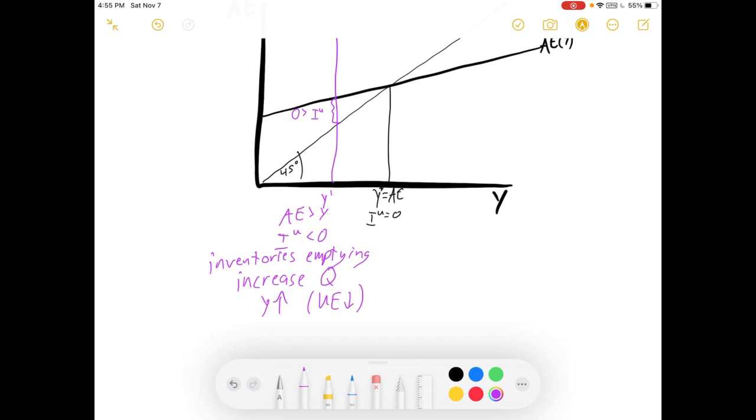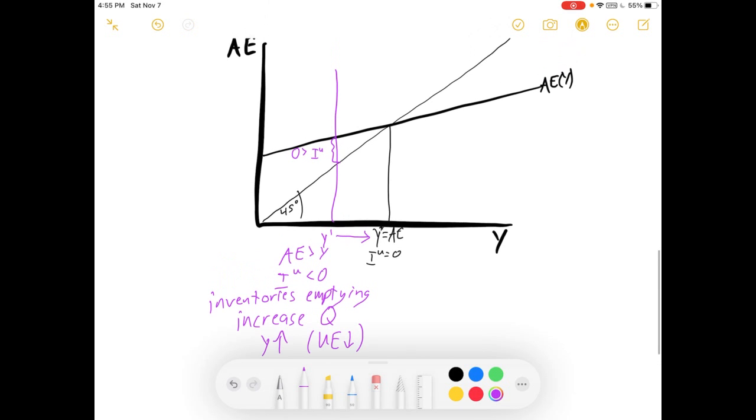So what just happened? We were at a low GDP, less than our equilibrium GDP. And because of that, people were buying more than our economy was producing. So our economy increased production in order to meet that demand. Production goes up, Y goes up, GDP goes up, and this Y prime is going to move towards Y star.